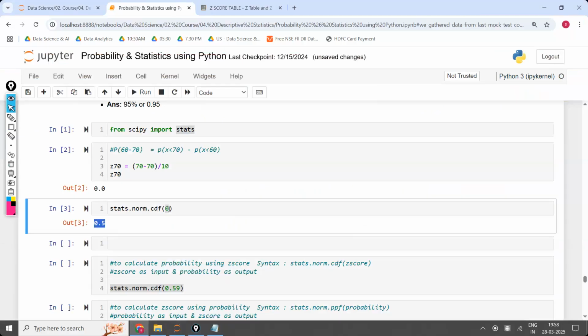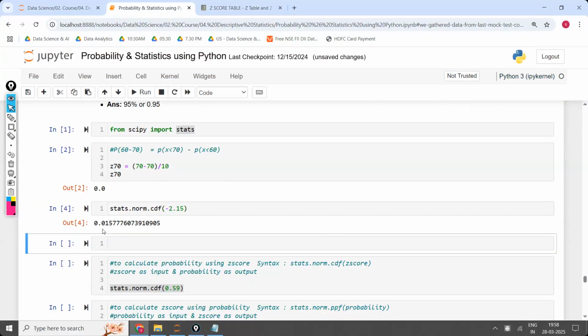In the Python, here what you have to provide? Z-score. What is the Z-score I told you? Minus 2.15. For minus 2.15, what is the answer it has to give? 0.0158. Can you see 0.0158? It is up to 4 decimals. If you make a round figure up to 4 decimals, what is the value you are going to get? So I'm writing here round figure, up to 4 decimals.